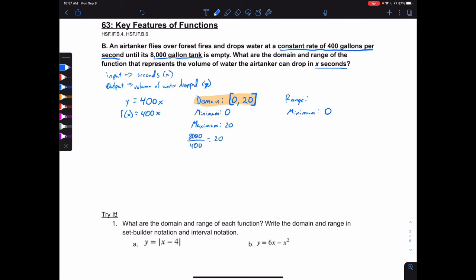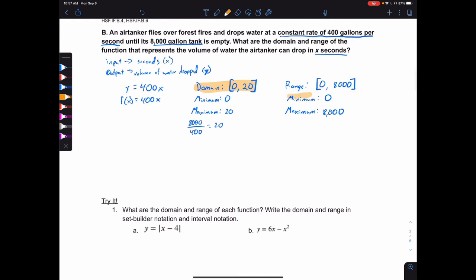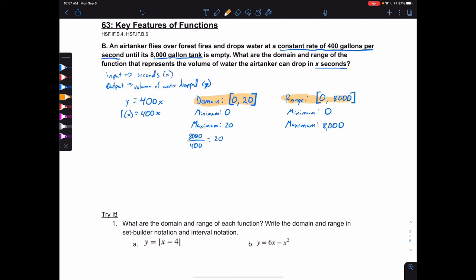Now, we need to figure out the maximum capacity. What's the maximum that we can drop? Well, this is pretty easy because we only carry 8,000, or not only, 8,000 is a lot, but the maximum would be 8,000 gallons. That's the most amount of water that we could possibly drop, and that would be after that 20 seconds. So the range, again, we're looking at a minimum of 0, a maximum of 8,000, and since we can be equal to those two, we can drop a minimum of 0, we can drop a maximum of 8,000, we would use brackets. And then the range would be 0 to 8,000.